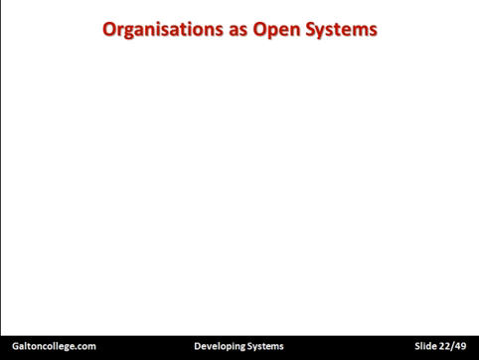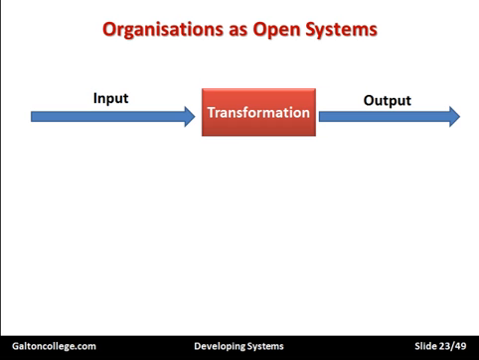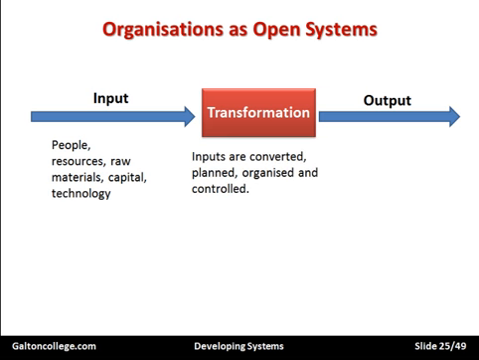Now, organizations as open systems. Well, there's our idea of the open system: inputs being transformed into outputs. And the inputs from an organizational point of view will be people, resources, raw materials, capital, technology. All of these may constitute inputs. And these inputs are then transformed or converted into some sort of usable output. They're converted, they're planned, they're organized, and they're controlled.